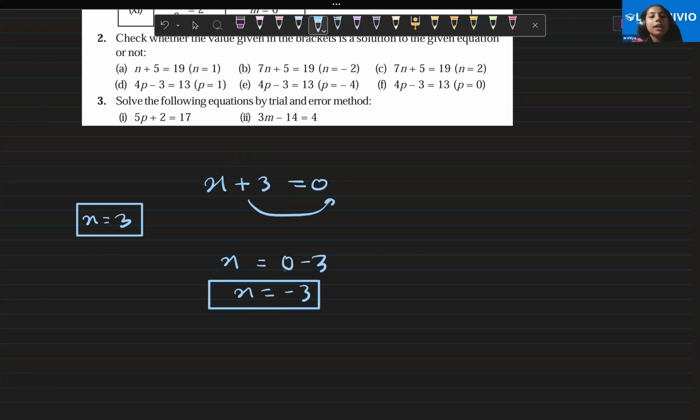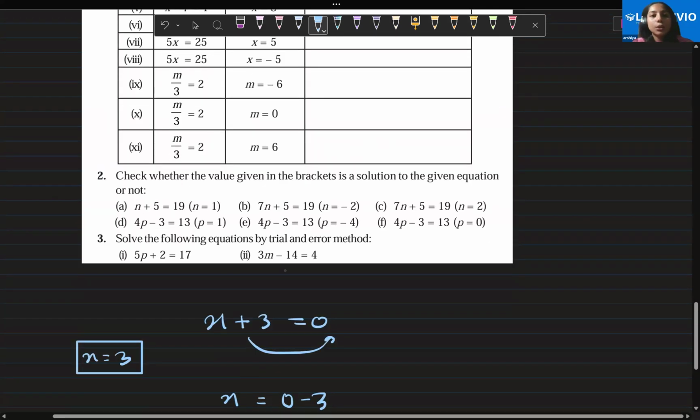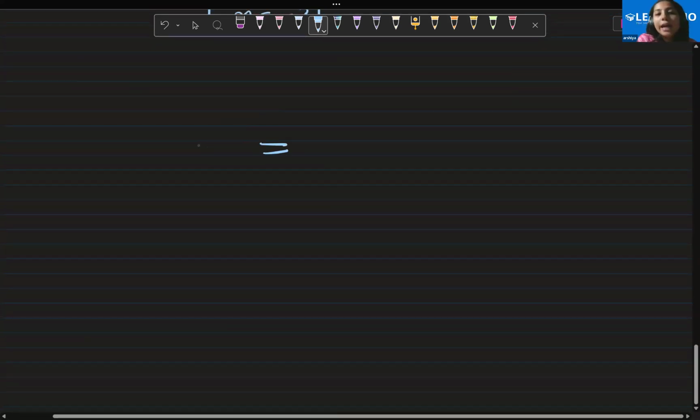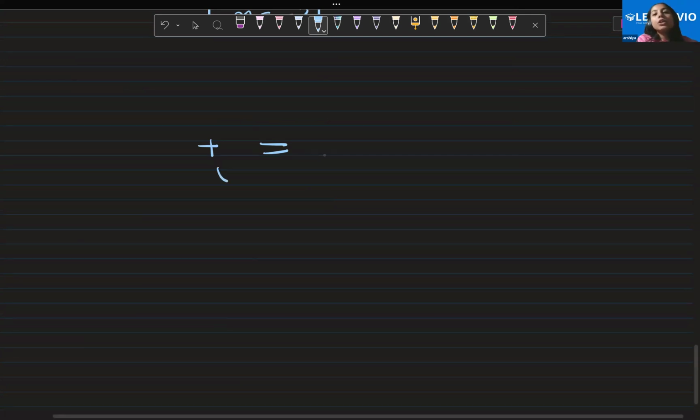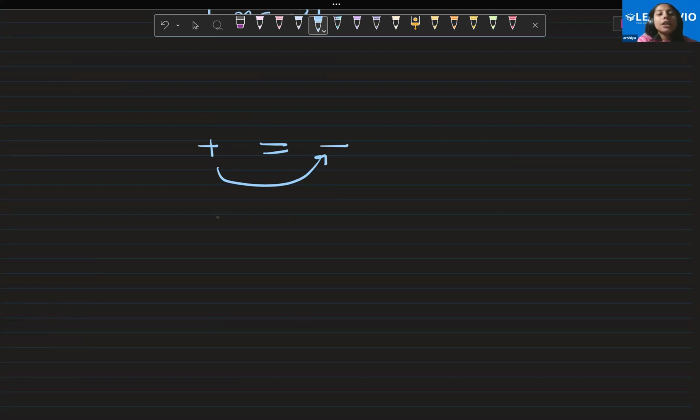So what we're doing here is basically we have to separate x. We have to take whatever values we have to the other side. Let's say this is the equal to sign. If a number is positive, when you take it to the other side, it becomes negative. Similarly, if subtraction is happening on one side, when you take that number to the other side, it becomes positive. Now for multiplication, what's the opposite of multiplication?